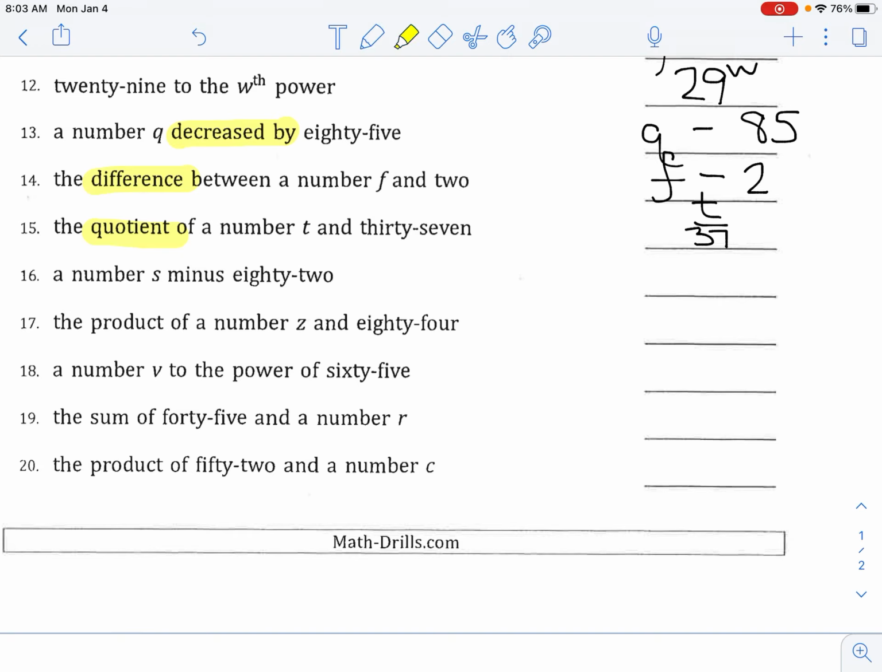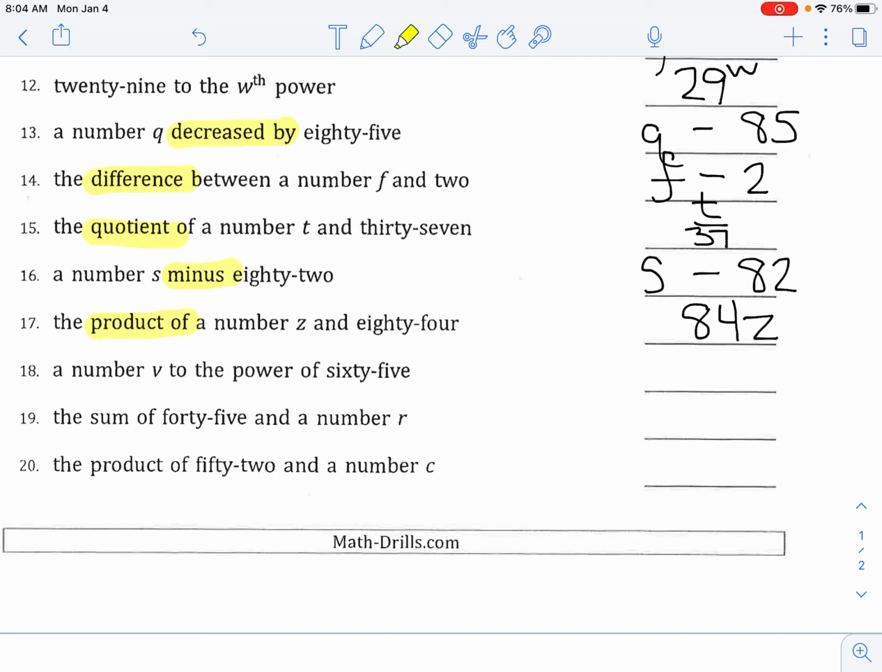Number 16, a number s minus 82. S minus 82. Number 17, the product of, that's multiplication, a number z and 84. So remember, we're just going to put the number 84 right beside the letter. Make sure it looks like the letter z and not the number 2.